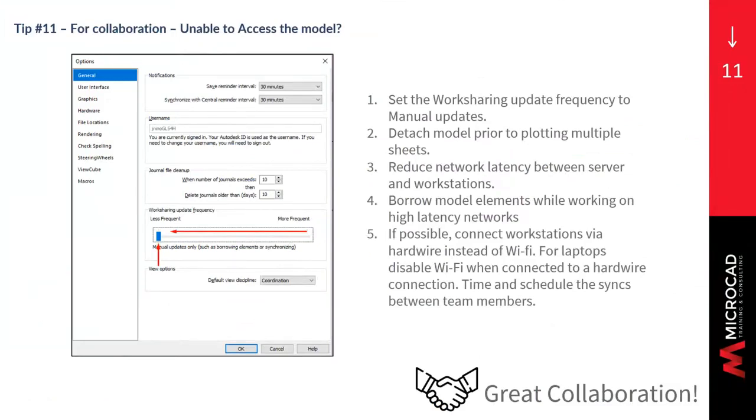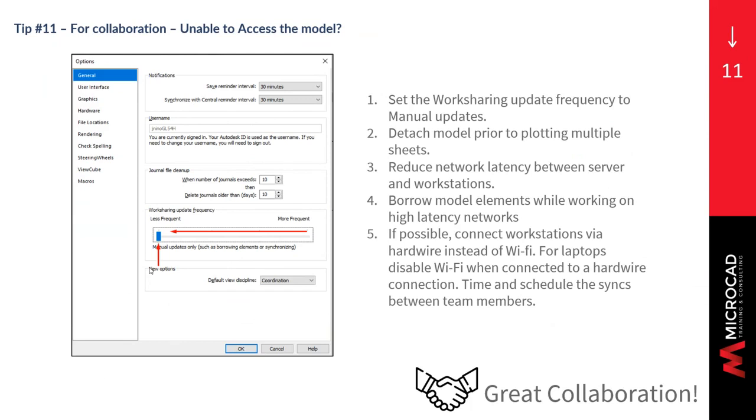The next tip that I want to show you is going to be great for those users that are working with BIM 360 or they collaborate within their networks. For collaboration, sometimes you may be having a hard time trying to access your model. So these simple recommendations are going to help you to have a lighter model, which is going to be to set your worksharing update frequency to manual updates. This is going to help you to actually be focused on your work and only share and sync your model once you are sure that you want to sync it.